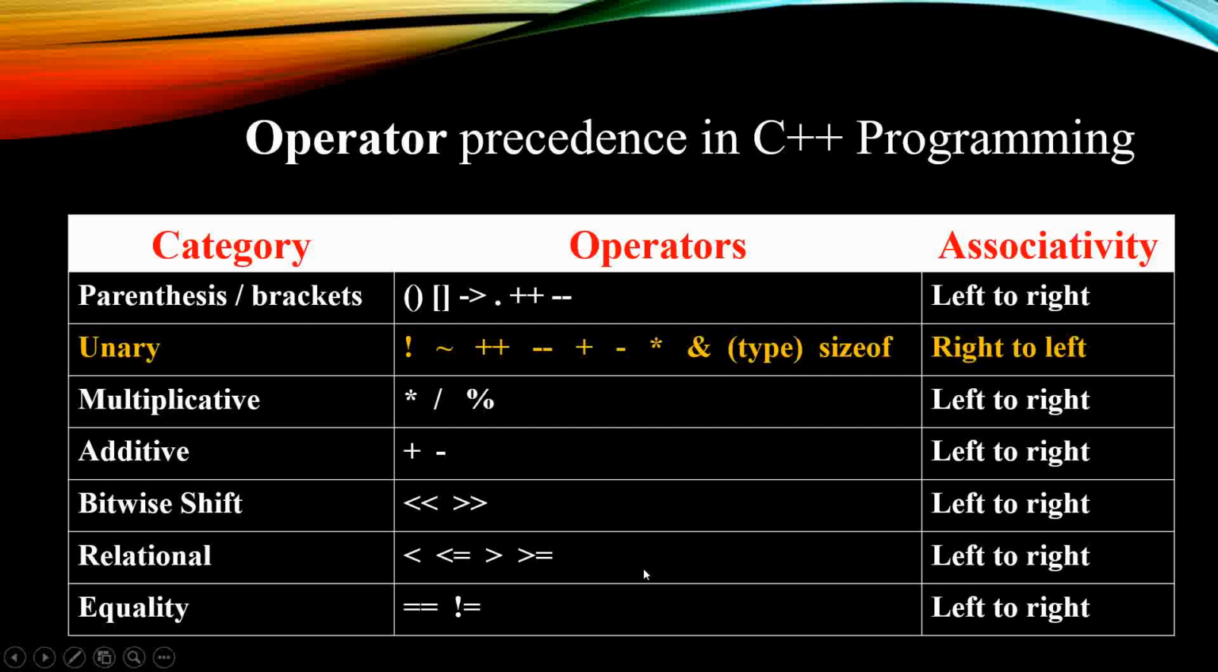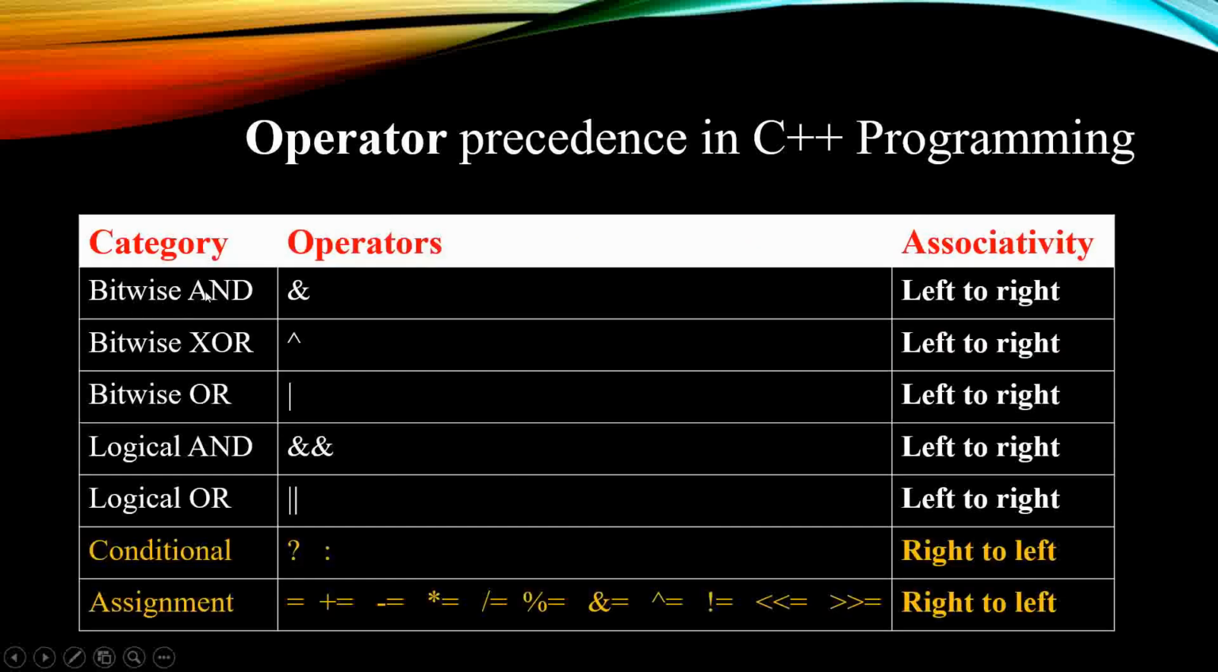Those will be executed from left to right, and equality, equal to or not equal to, those will be executed from left to right ማለት ነው። Okay, the another one, bitwise AND አለ, left to right ነው። Bitwise XOR አለ. This will be executed from left to right also, and also bitwise OR, this also left to right. Logical AND, this will be executed from left to right, and the logical OR, then this will be executed from left to right. And also conditional, the question mark colon, those will be executed from right to left.